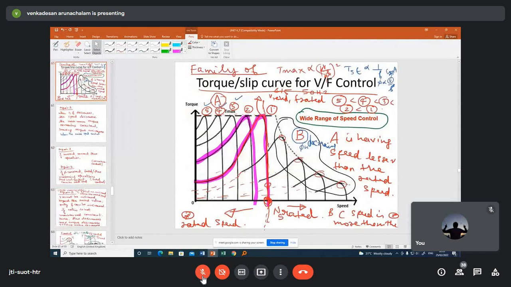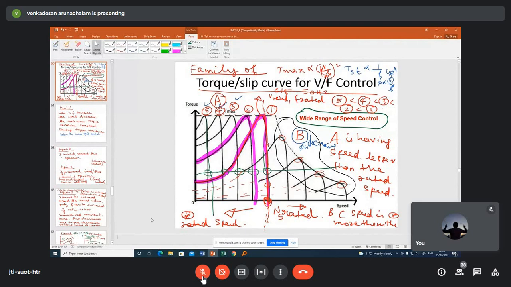And what about the speed control range here? For that you have to draw the load torque graph. So this is my load torque graph. You see here, this is my operating point. So the speed control range in V by F control is also more, right? So this is your V by F control.